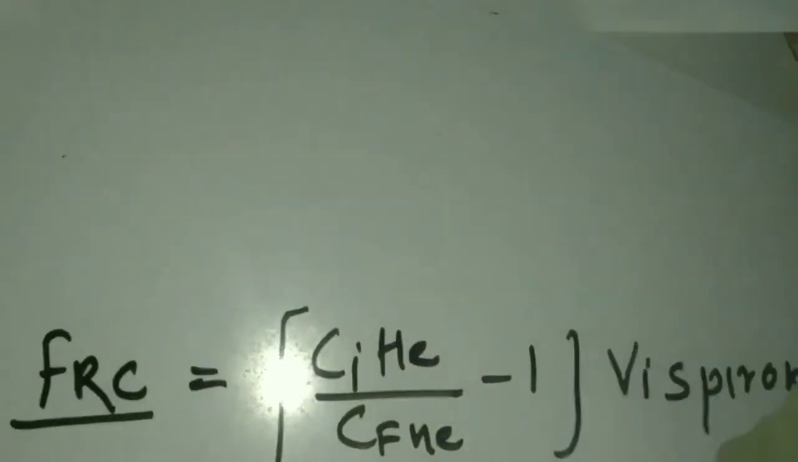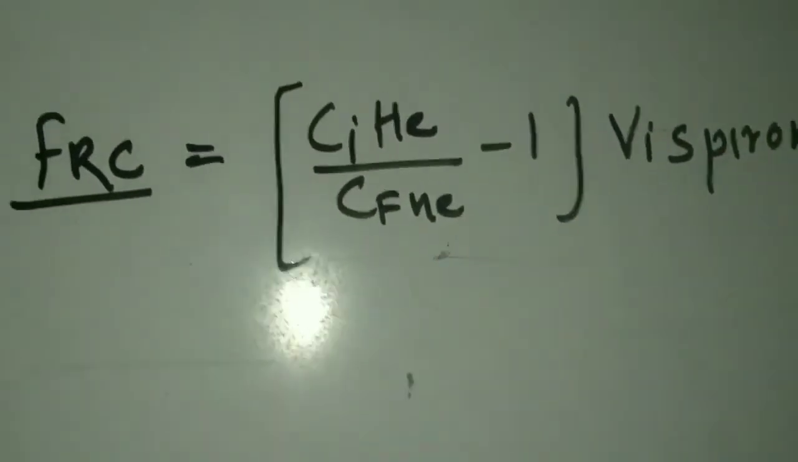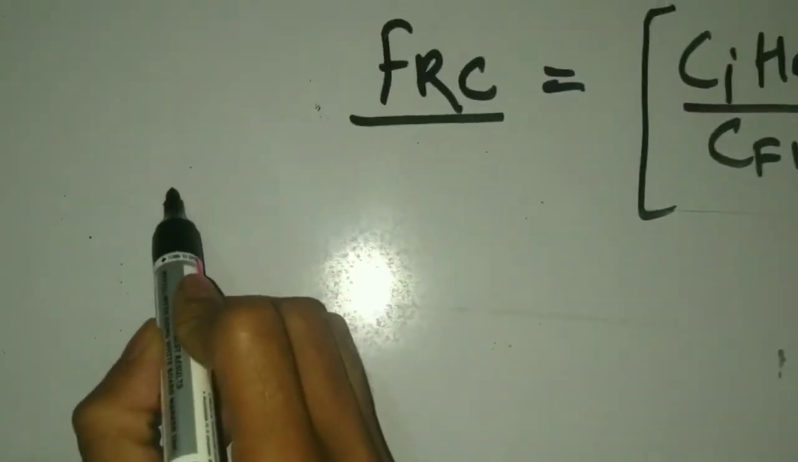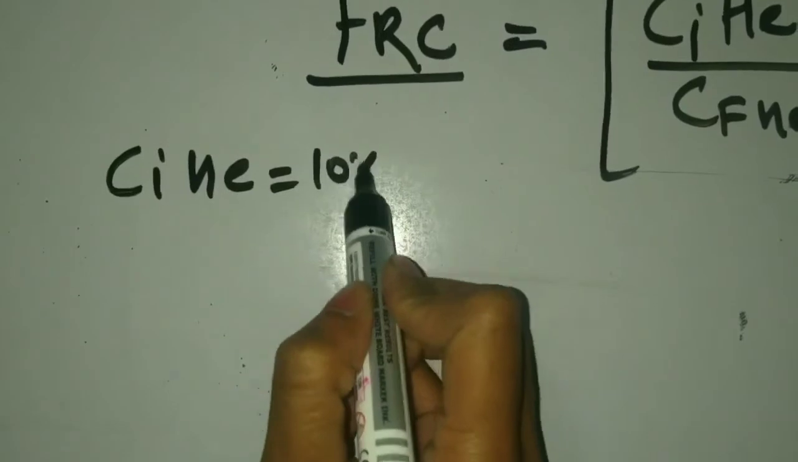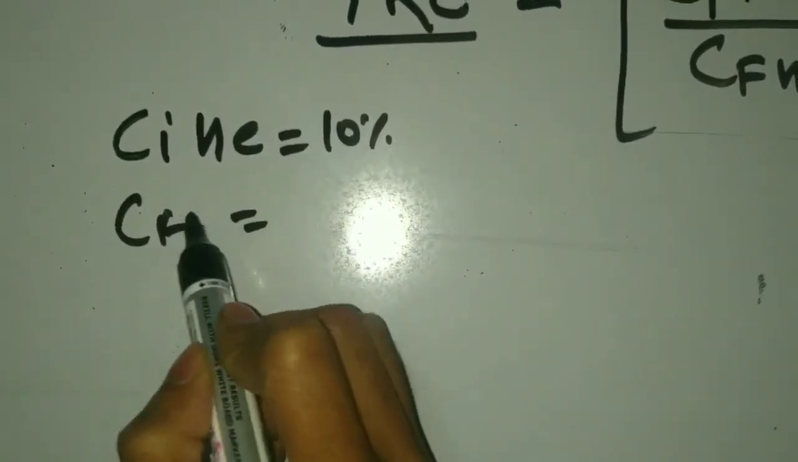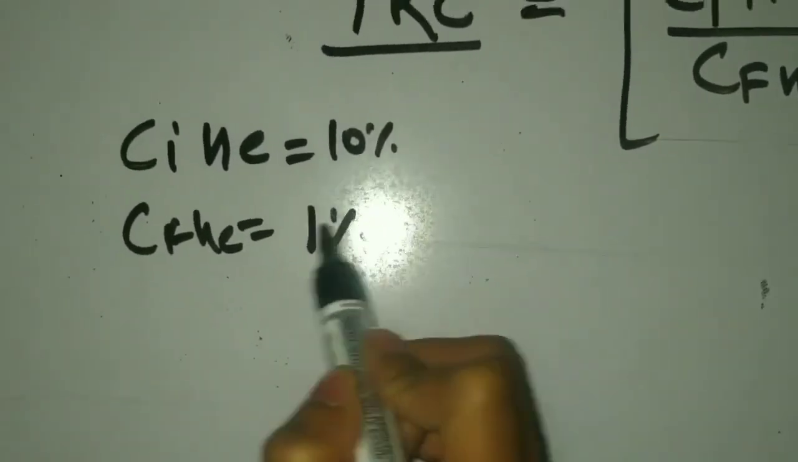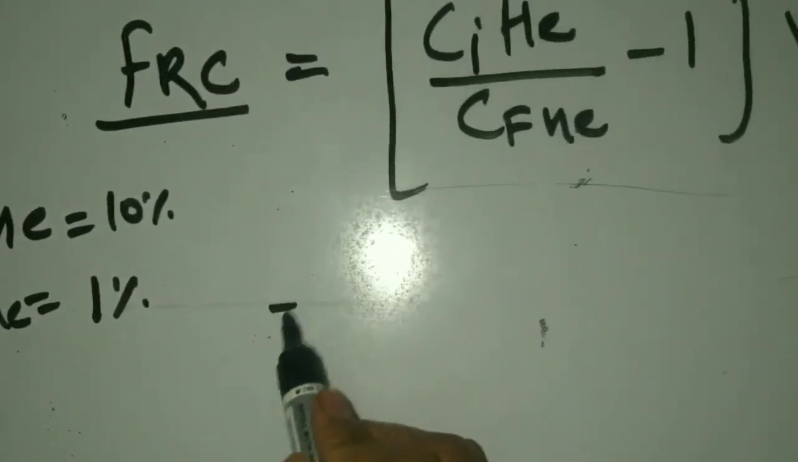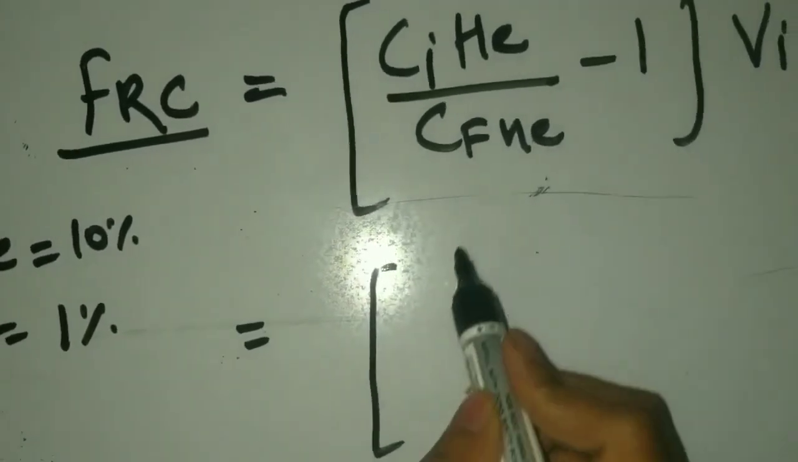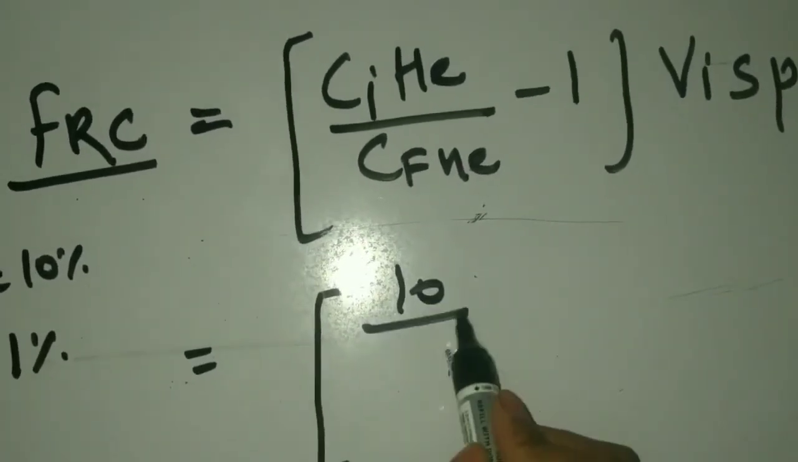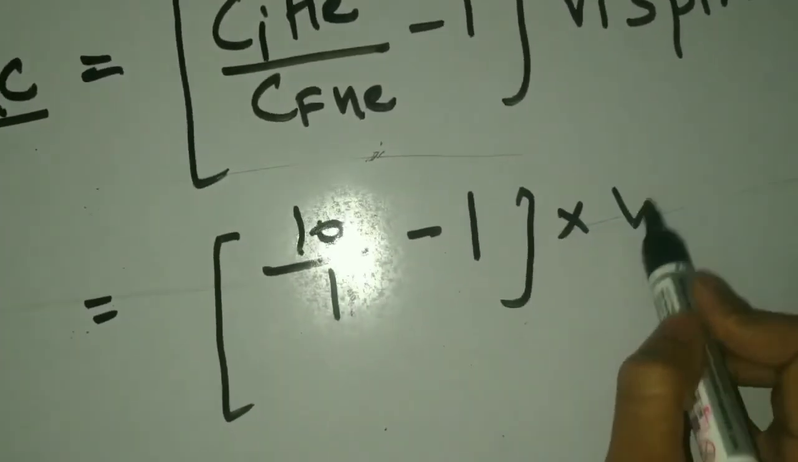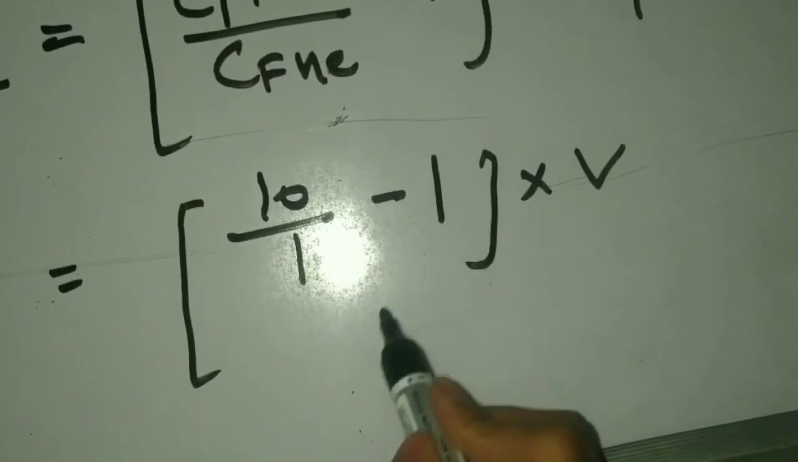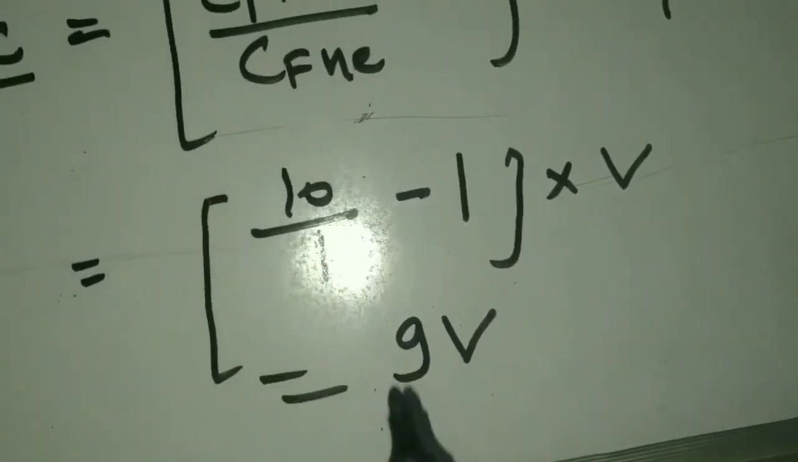Let's use this formula. In the previous example, we had the initial concentration of helium as 10%, and the final concentration became 1%. The volume was V. So let's use this here. See, initial helium 10, final 1, minus 1, into V. So 10 by 1 minus 1, that is 9. So it becomes 9V. Simple.